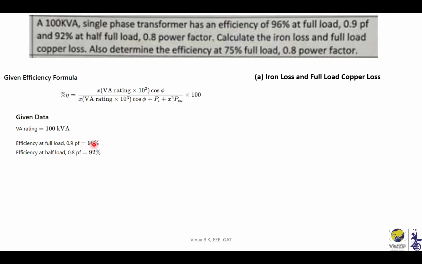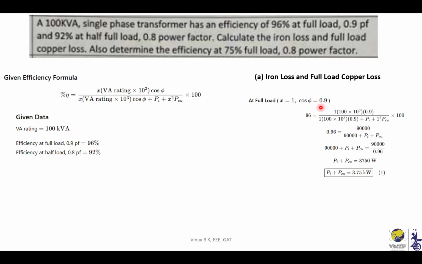So that for full load X is 1 and power factor is 0.9 and you're substituting here 96% is equals 1 into 100 into 10 to the power 3 into 0.9 divided by the same thing output plus Pi we don't know, X square is nothing but 1 square into PCU into 100. We're getting 0.96 equals 90,000 divided by 90,000 plus Pi plus PCU. Interchange this 0.96 and denominator. We'll get 90,000 plus Pi plus PCU equals RHS. We just simplify this and send this 90,000 to the right side. We'll get Pi plus PCU equals 3750 watt or else 3.75 kilowatt.